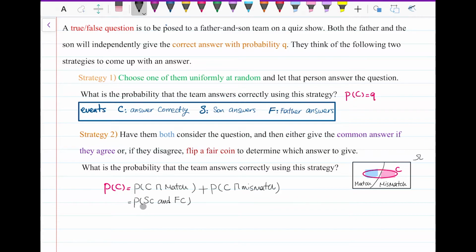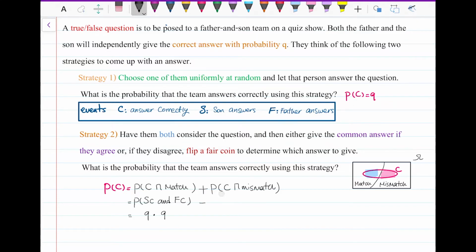So the probability that the son gives the correct answer is given, it's Q. And the probability that the father gives the correct answer is Q. Okay, so that one was easy. Now we need to find the probability that they disagree on their answers, mismatch, and we want to find the correct answer.